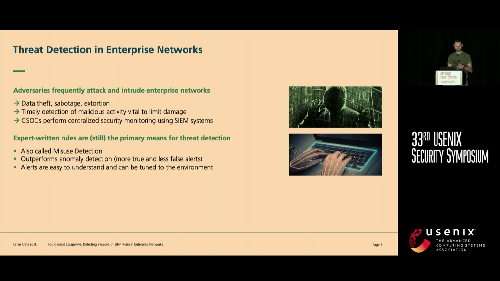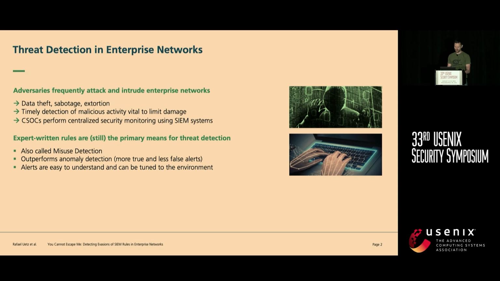These expert-written rules are also called misuse detection. Most of you might be familiar with that. And in a real-world context, these systems mostly outperform anomaly detection with respect to true and false alerts. They usually have fewer false alerts and even detect more attacks. A further advantage of these systems is that the alerts are relatively easy to understand, even for non-experts.